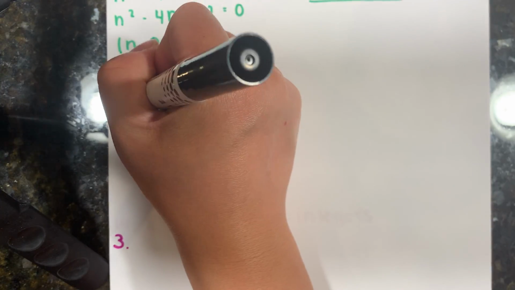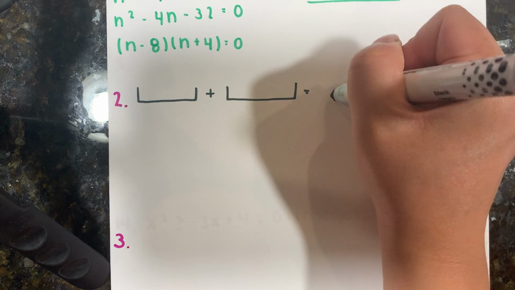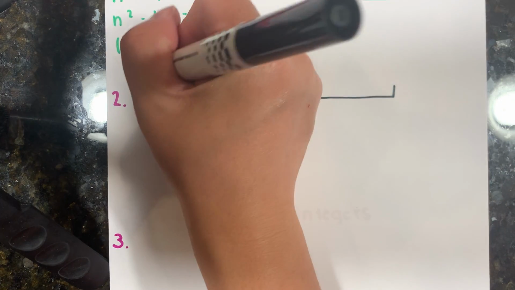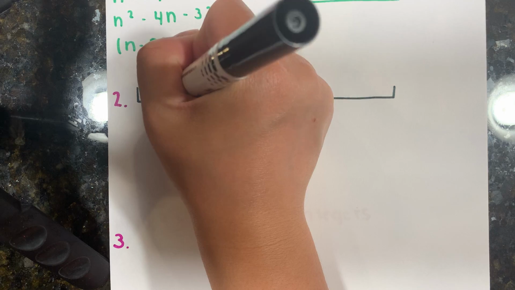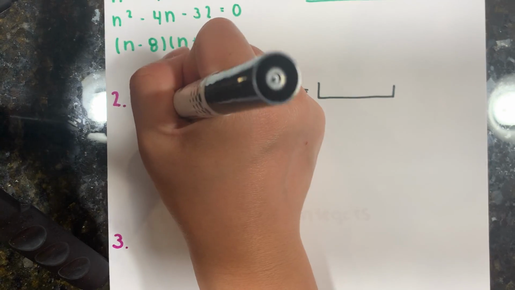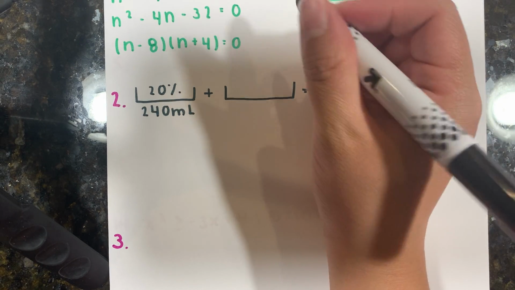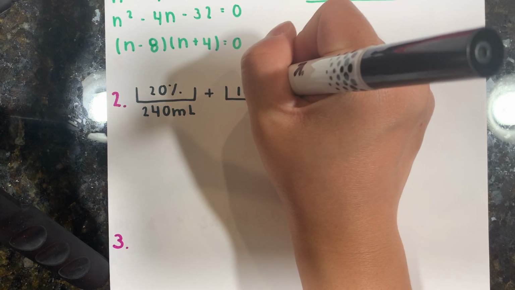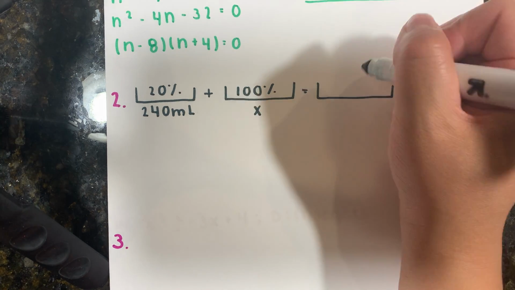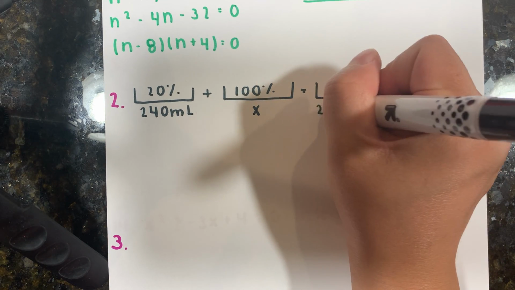So we have the first solution. We're adding pure antiseptic. So the first one is going to be 20%. That's what we're starting with. And we have 240 milliliters of that. And we are going to be adding pure antiseptic, so that'll be 100%, and we are adding X amount of that to end up with a solution that's 52%, and we would have 240 plus X of that.